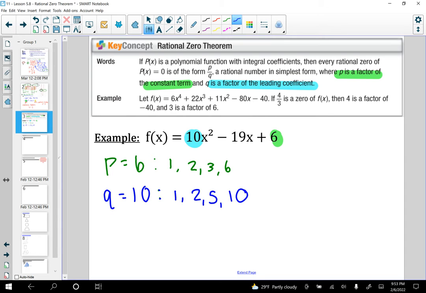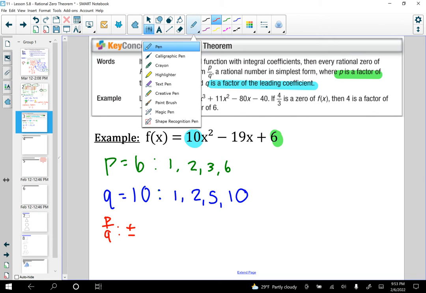So what I can do is create a list of all my possible rational zeros. Again, this doesn't include irrational or imaginary zeros. I take all my factors of P and divide by all my factors of Q. The other thing that goes along with this is that it can be the positive or negative version of the number, so we start with plus or minus.